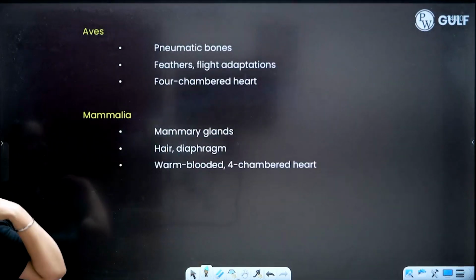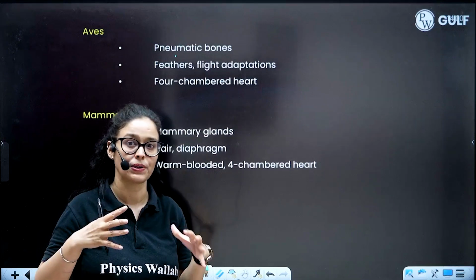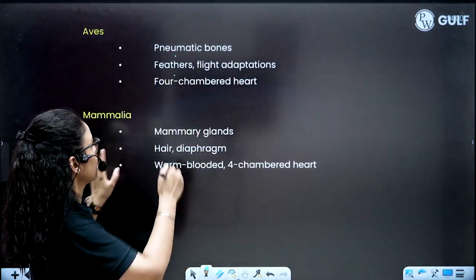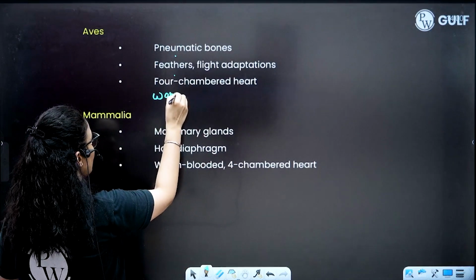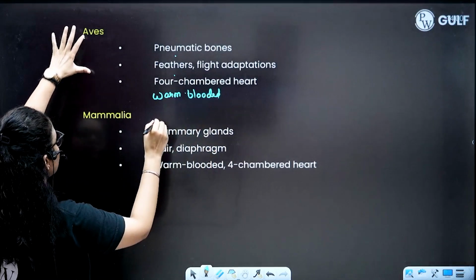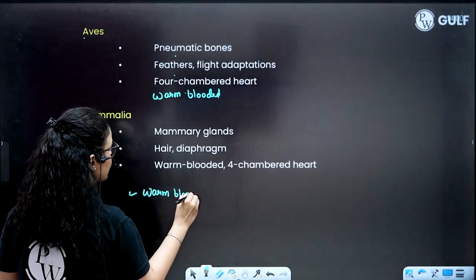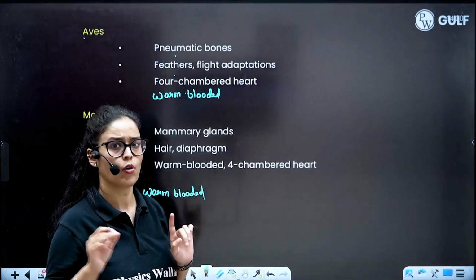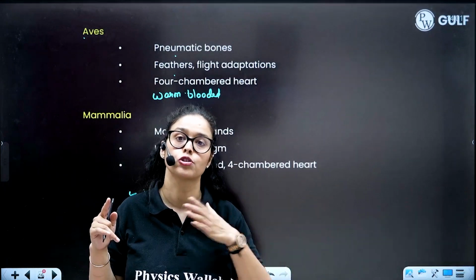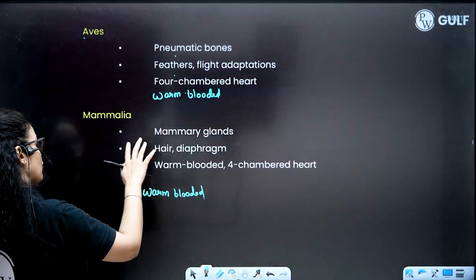Okay, kids. Next is Aves, pneumatic bones. They have hollow bones so that their weight is less and they can fly. Feathers, flight adaptation, 4-chambered heart. They are warm-blooded. Out of all animals, remember, only 2 groups are warm-blooded, Aves and mammals. The rest of the groups are cold-blooded. Those with a 4-chambered heart, especially these 2, can maintain a constant body temperature.